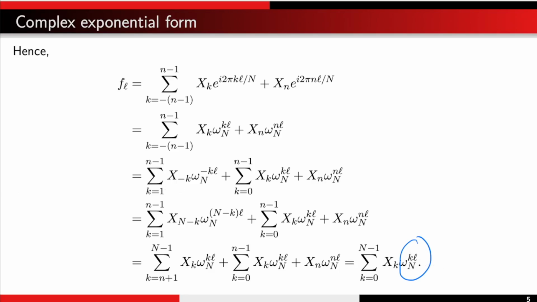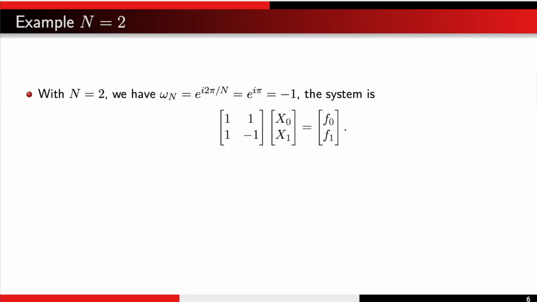And this gives us a system of capital N equations in capital N unknowns x0 up to x capital N minus 1. And this system is over the complex numbers. Let's look at a couple of illustrative examples. When capital N is 2, that means lowercase n is 1. Omega sub 2 is simply minus 1. And the system is simply the matrix 1, 1 in the first row, 1 minus 1 in the second row, times x0, x1 equals f0, f1.